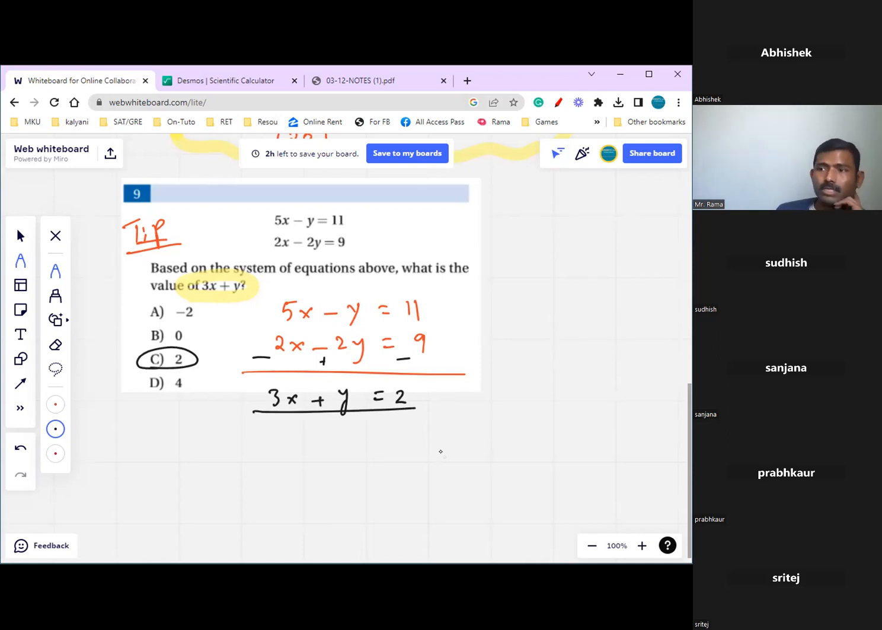Cool. So here we're not spending too much time. We're getting the answer pretty quickly. 5 minus 2 is 3, and then this minus this, you get it. All you have to do is subtract these two equations. 11 minus 9, you get 2. Cool. That's your answer. Good to go, everybody? Feels good?